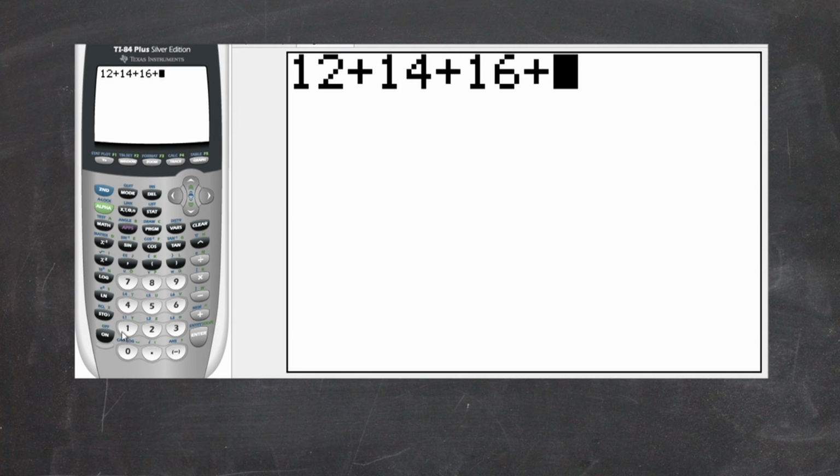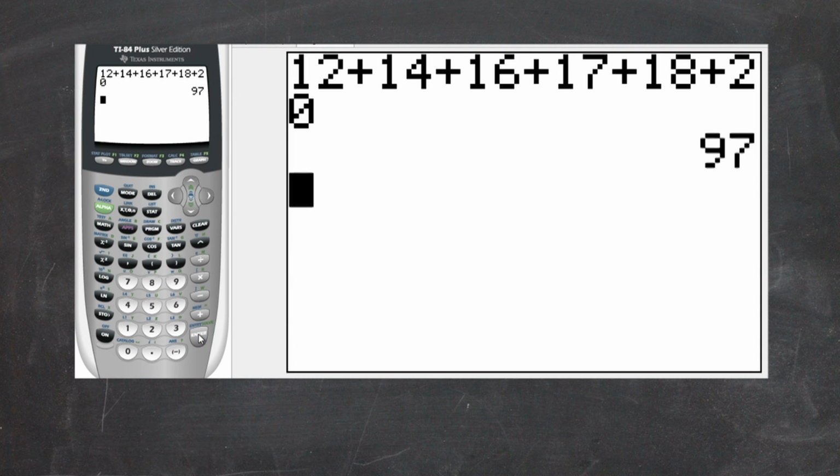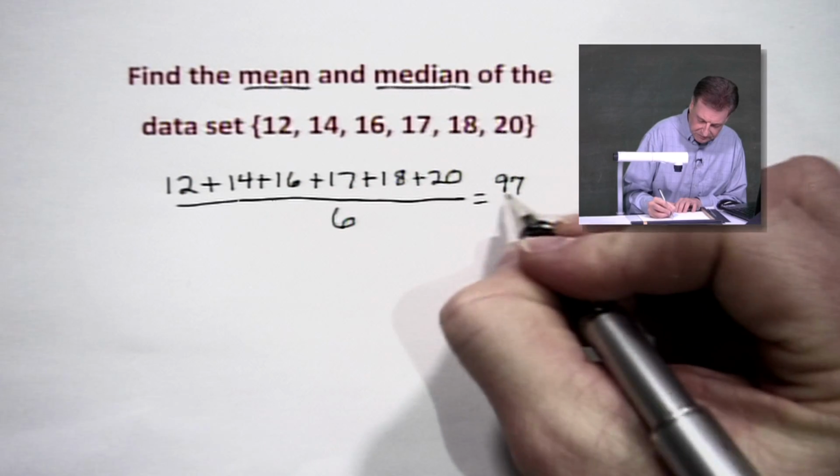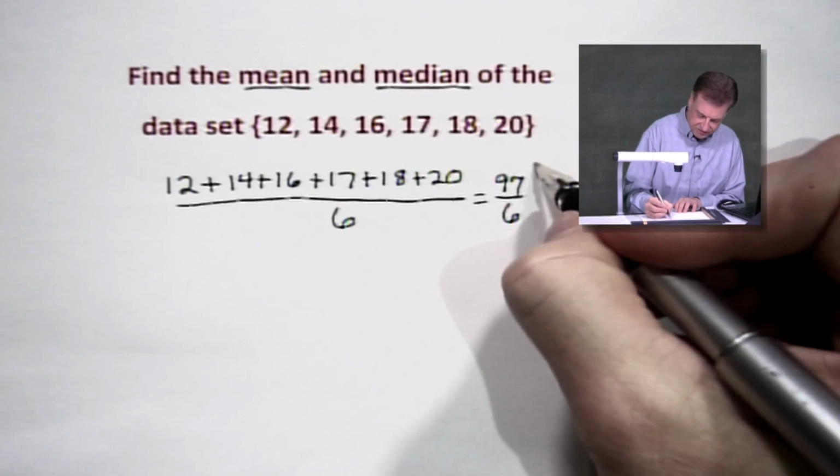Let's see, we've got the numbers 12. I'm going to see if I'm right on this. Add 14, add 16, add 17, we'll hit 18, and then we add 20. And I'm hoping for 97. That's what it said it was going to be. It's 97. So we're going to take 97 and divide that by 6.